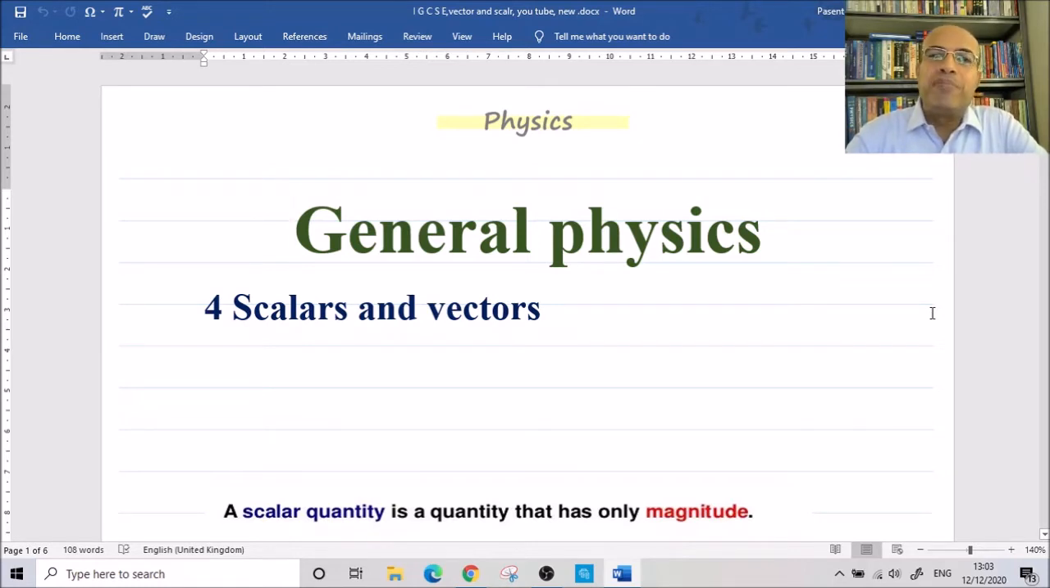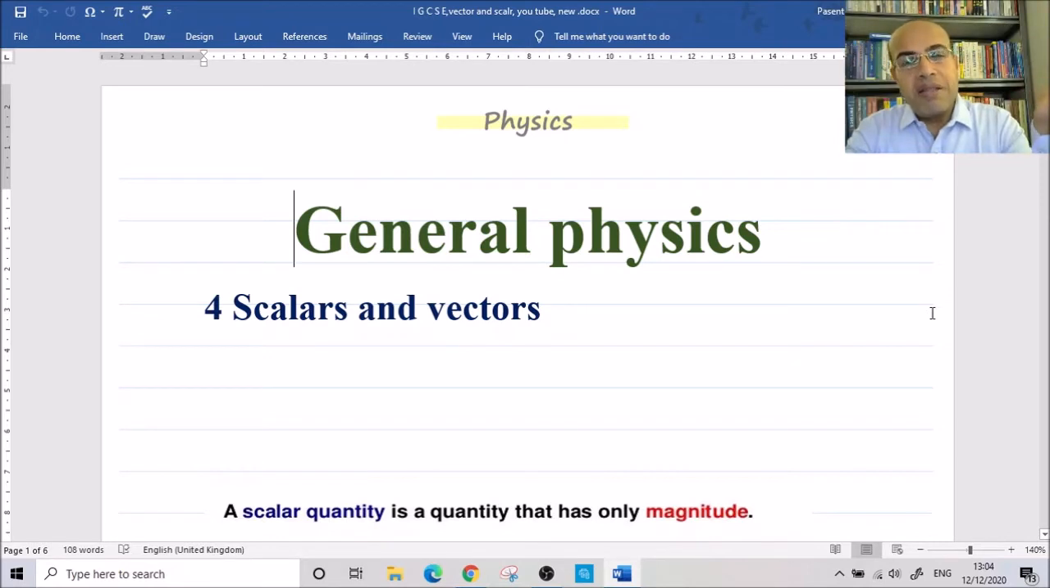Some quantities in physics are specified by one number called magnitude. For example, if I said the mass of this ball is 5 grams, it's enough. So the mass is a physical quantity identified by one number. When I say the distance between the 2 points is 10 centimeters, it's enough. So the distance is specified by one number. These quantities are called scalar quantities.